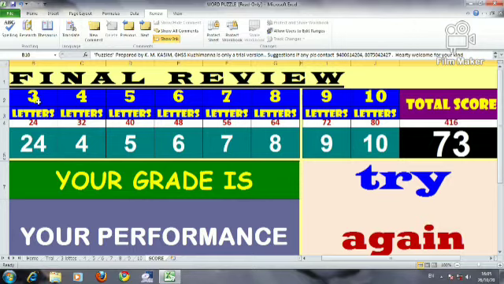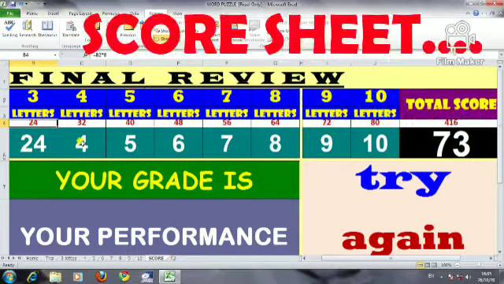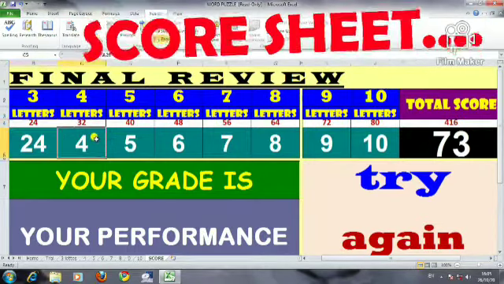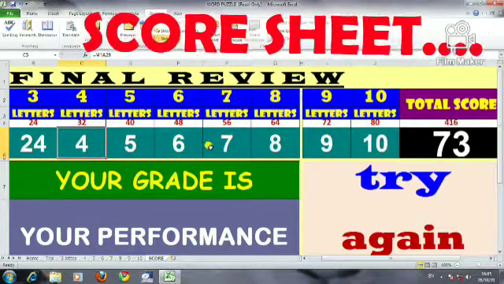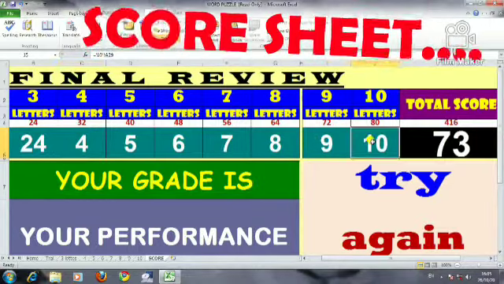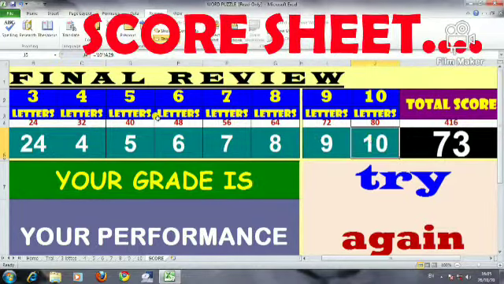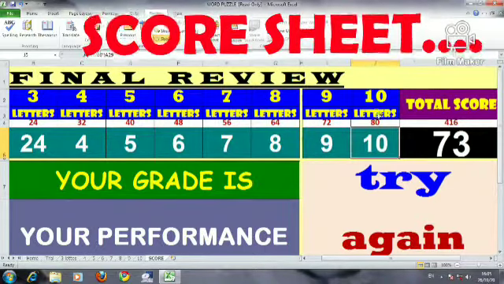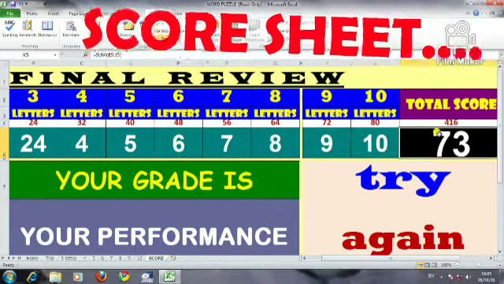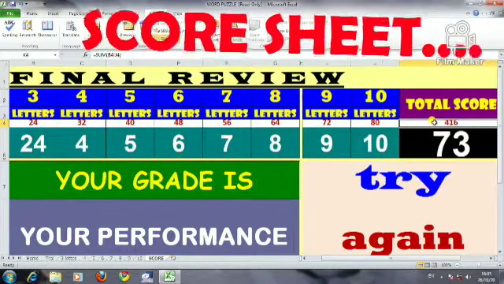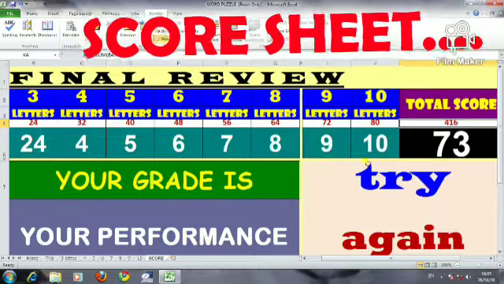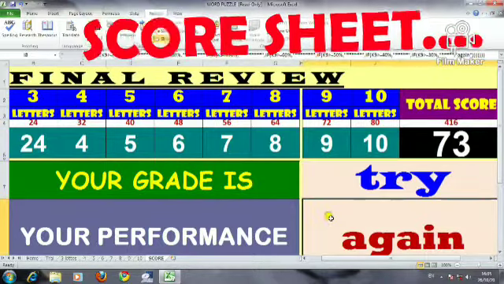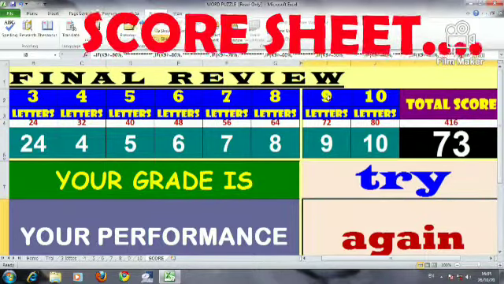You can see here the first activity we have got 24 out of 24, but the remaining activities we have attempted only 1. So our marks are 4, 5, 6, 7, 8, 9, 10 respectively. See, the total marks is given here, and our mark is given here. Now let's see, our total mark is 73 out of 460. So now the grade and performance level are given here.